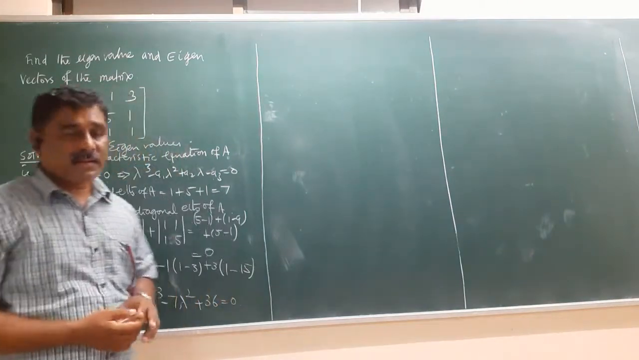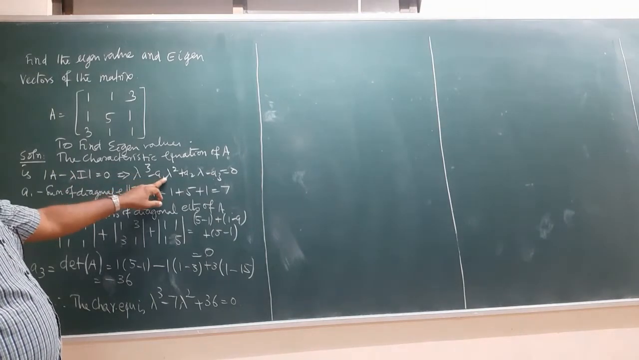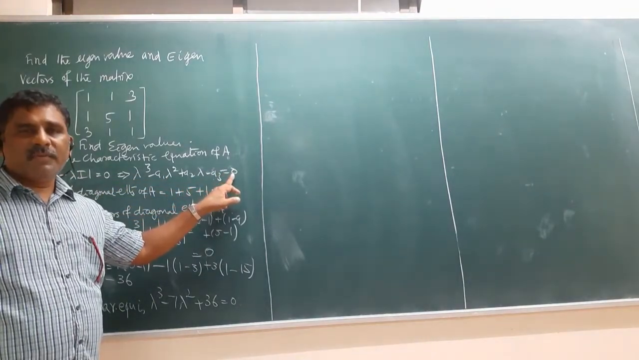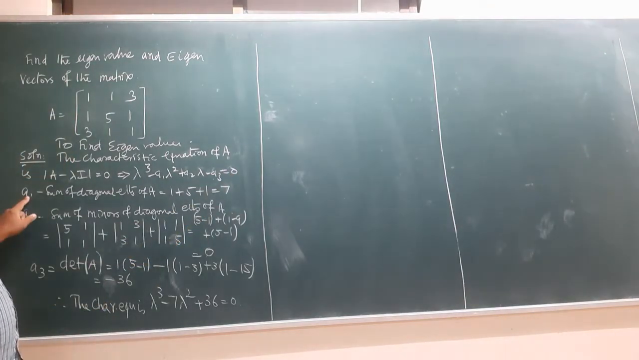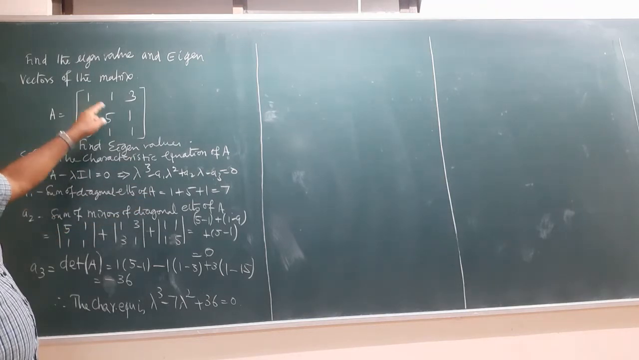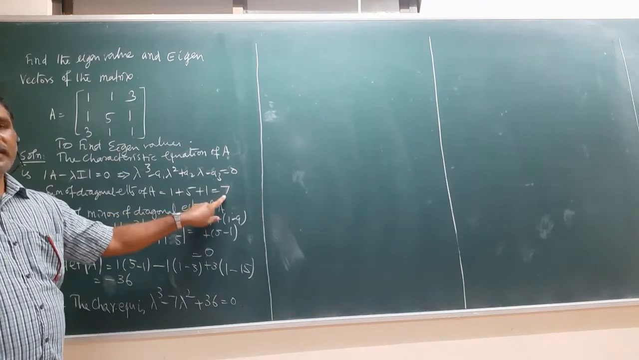So what is the characteristic equation here? Lambda cube minus a1 lambda square plus a2 lambda minus a3 equal to 0. It is a common format for a 3 by 3 matrix. So a1 is the sum of the diagonal elements of A. What is the sum of the diagonal elements? 1 plus 5 plus 1 is equal to 7.